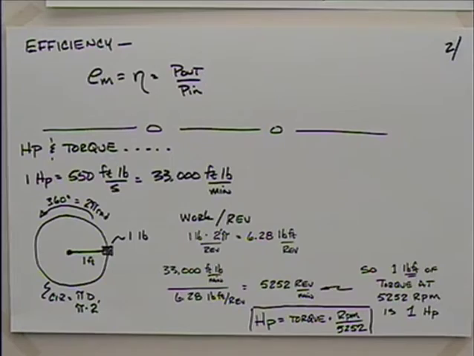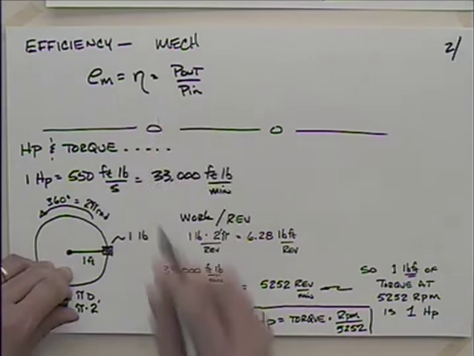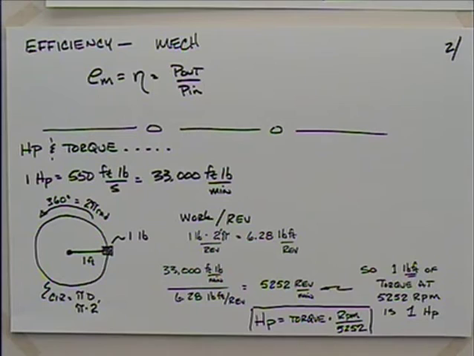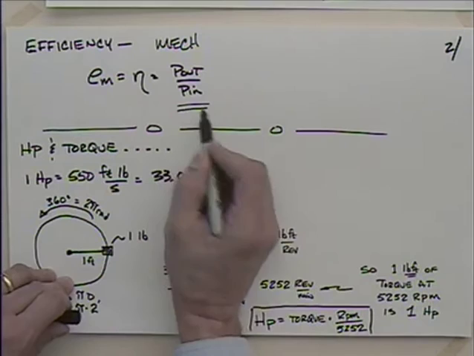Okay, mechanical efficiency, we might give that the symbol E sub M for mechanical efficiency, or we give it this Greek letter eta. Looks like an N with a swoosh on it. And it's really the ratio of the power out over the power in. Okay, and that's a pretty good equation for you to stick with.